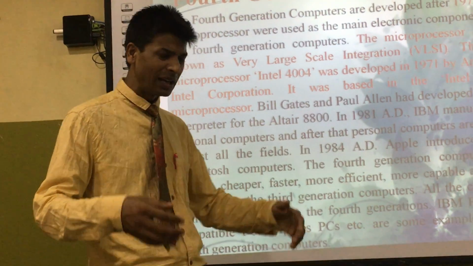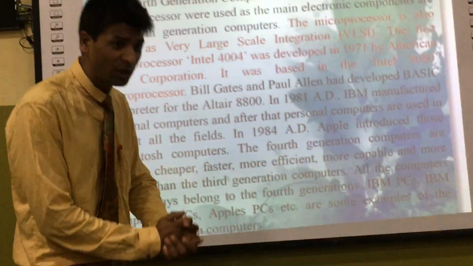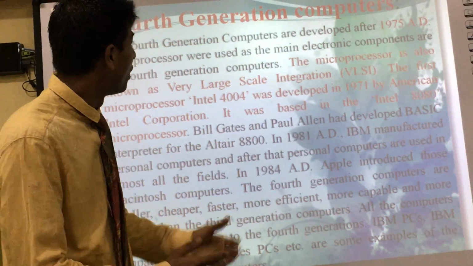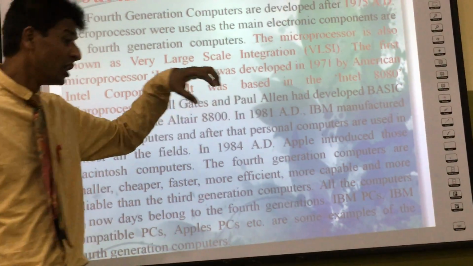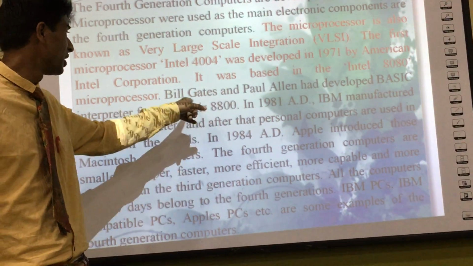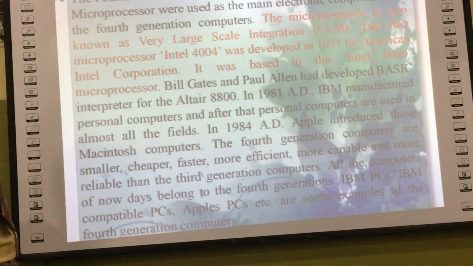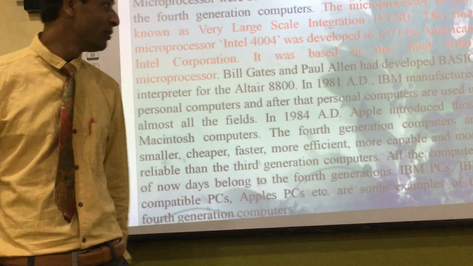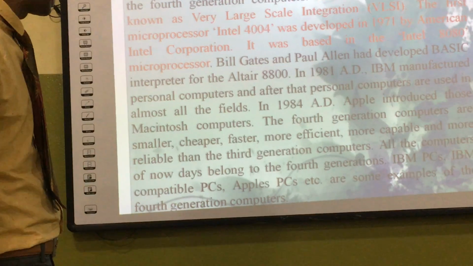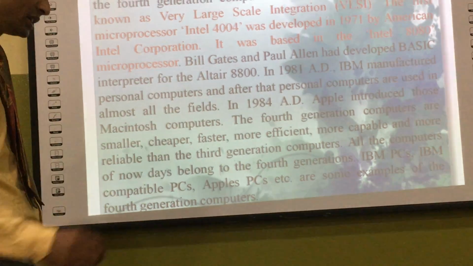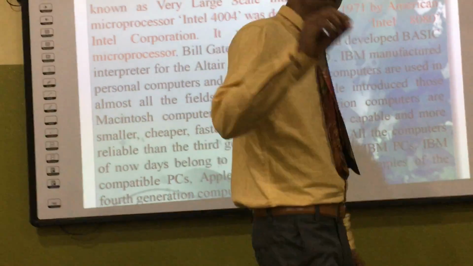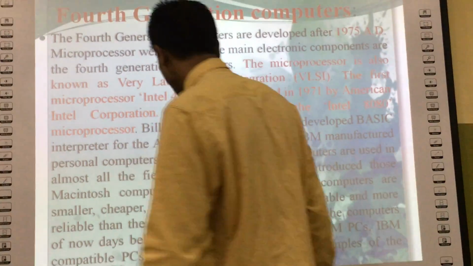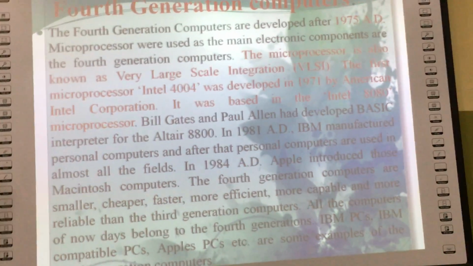We can type, we can scan, we can save, because the latest hard disk devices are connected in fourth generation computers. Bill Gates and Paul Allen developed a BASIC interpreter for the Altair 8800 in 1981. IBM manufactured the personal computer, and remember, in 1981 the PC was introduced with software from Bill Gates's company, Microsoft. Now, please go to the next slide.